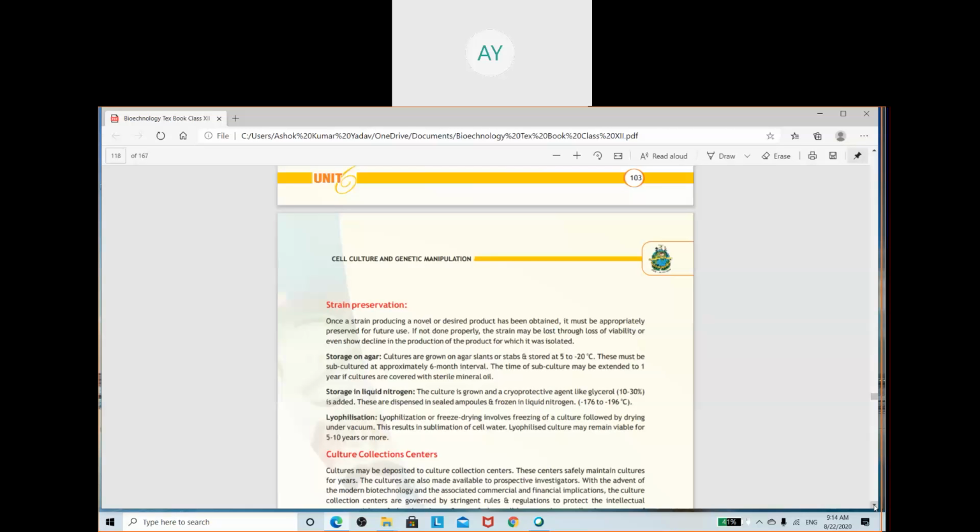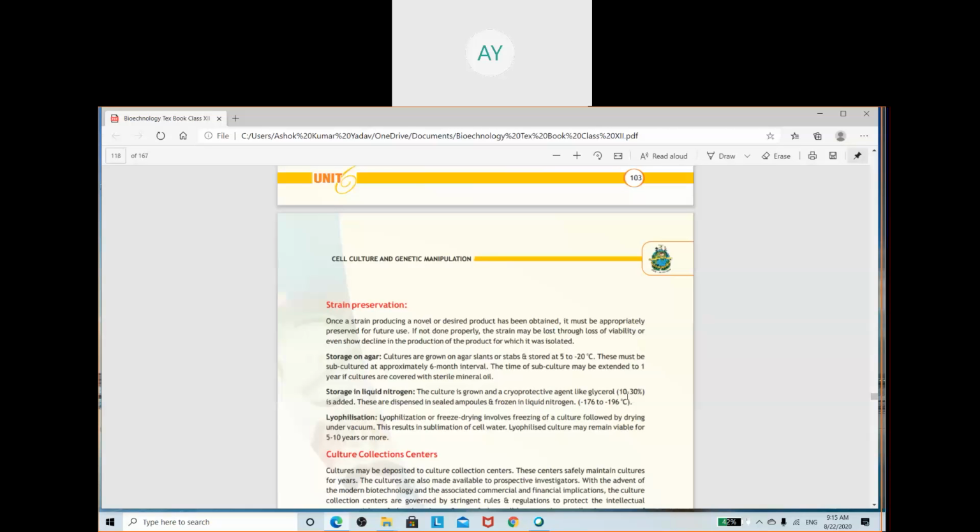And one of the most important methods is cryopreservation. Cryopreservation is applicable in microbial cell culture preservation, plant cell culture preservation, and animal cell culture preservation at -196 degrees Celsius. So what is the method of cryopreservation? You take the bacterial culture and put it in 10 to 30% glycerol or dimethyl sulfoxide. What is the percentage? 10 to 30%. Do you know what 10 to 30% means?